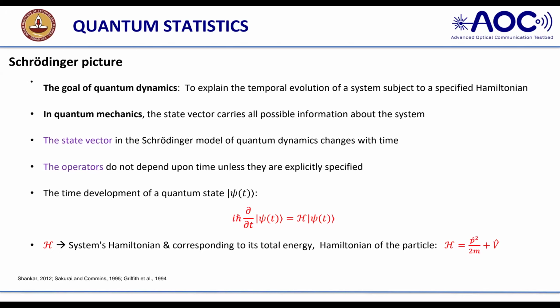So H, when you write the Schrodinger picture, refers to the total energy of the system. And the total energy of the system we generally write as P squared by 2m plus V. P squared by 2m can also be written as half mv squared, that is the kinetic energy, plus V. V is nothing but the potential energy, right? So it can be different. Whenever you define any system, the Hamiltonian will be the total energy of the system when you represent it.